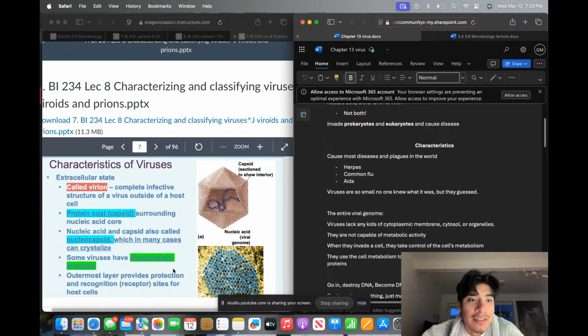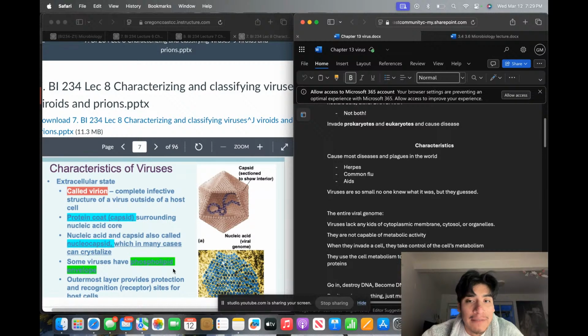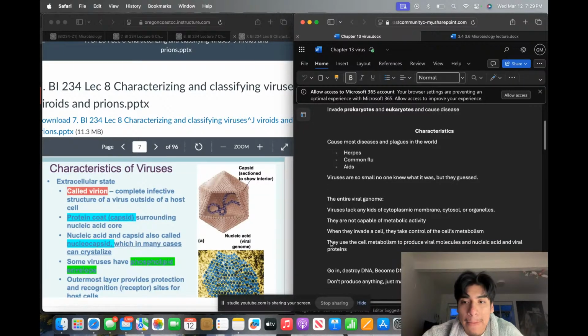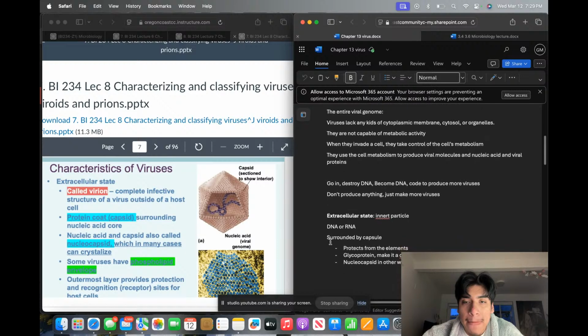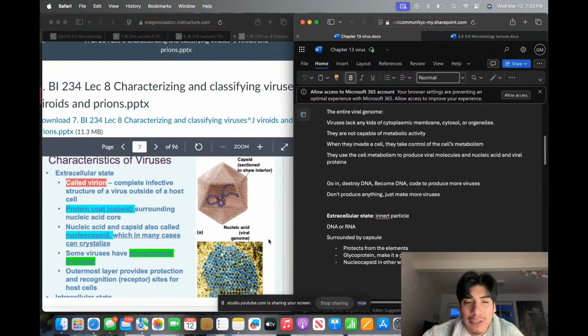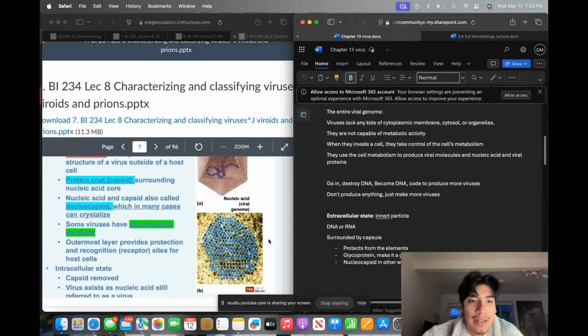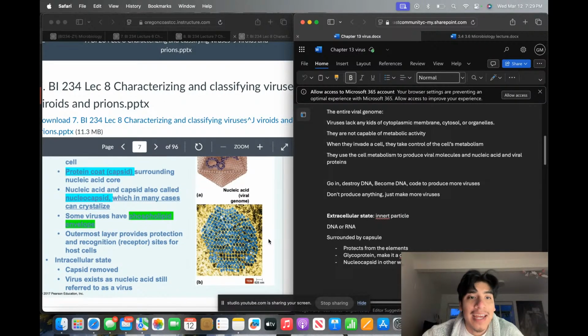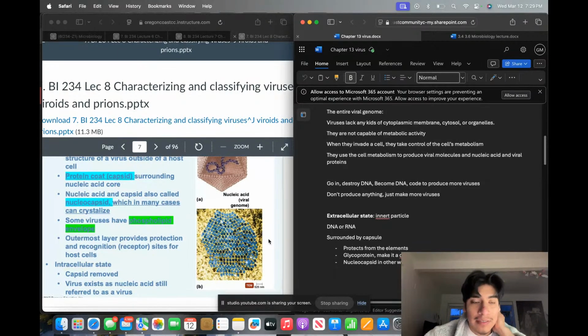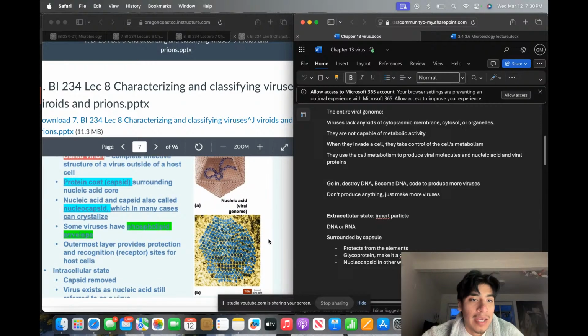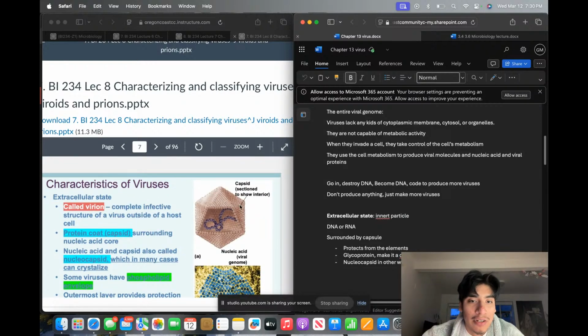Right. In the extracellular state, it's called a virion, and it is a completely inactive structure. So when it's just hanging out outside, floating around, that's what it's called. The capsid is a protein coat, which surrounds the nucleic acid. The nucleic acid and capsid together are also called the nucleocapsid, which in many cases can crystallize. So if we see the word nucleocapsid, we just know that it's this structure in its entirety.